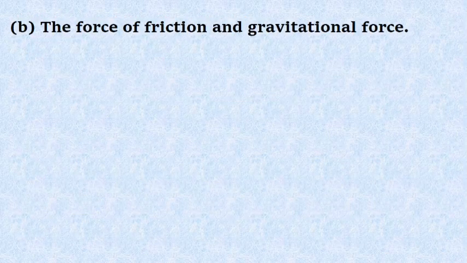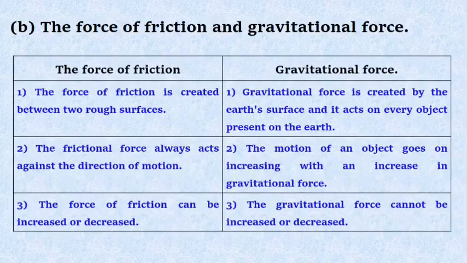B. The force of friction and gravitational force. First, the force of friction is created between two rough surfaces. Gravitational force is created by the Earth's surface and it acts on every object present on the Earth. Second, the frictional force always acts against the direction of motion. The motion of an object goes on increasing with an increase in gravitational force. Third, the force of friction can be increased or decreased. The gravitational force cannot be increased or decreased.